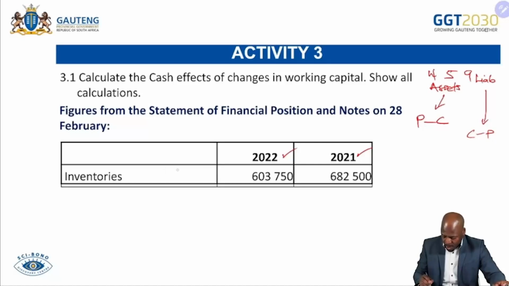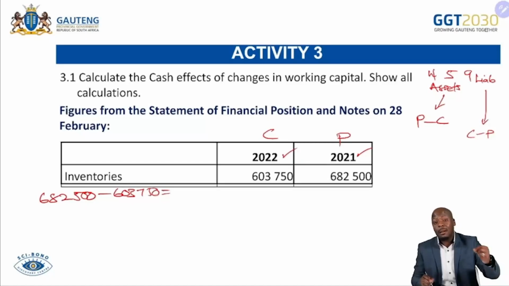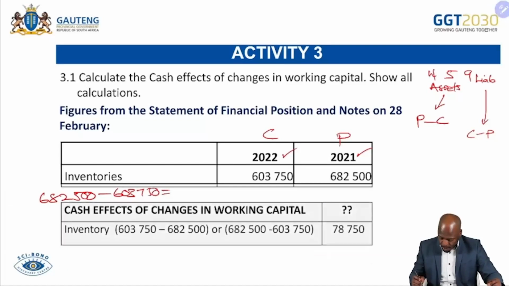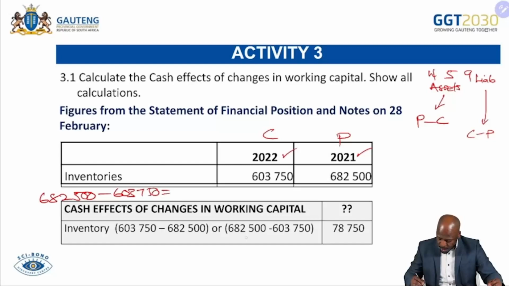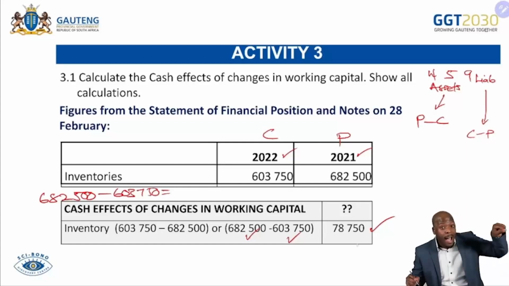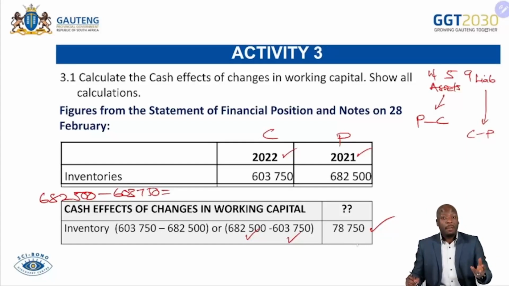In other words, if I was looking at this, I would simply say 2021 is my previous, 2022 is my current. And because it is an asset, I'm now going to say previous, so I'm going to say 682,500 minus 603,750. And whatever sign that comes on my calculator, that becomes the answer. All right. So this is how it would appear then. So I would therefore say 682,500 minus 603,750. I would get my 78,750. And the calculator itself would tell you that there is no minus in front of the amount. That becomes a cash inflow.